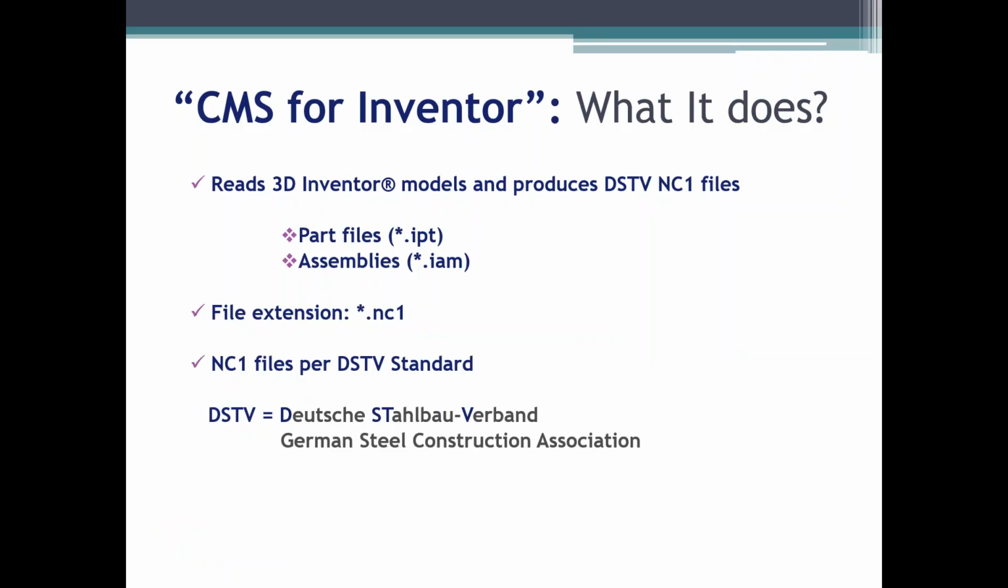So let's start. What it does, as we can easily understand, is read in the 3D Inventor model and produce a DSTV file. We can work at both part level and assembly level, given that your parts have to be single body parts. The extension of the saved file is .NC1. All those NC1 files are as per the DSTV standard. DSTV is a German steel construction standard that has been adopted by most CNC manufacturers.